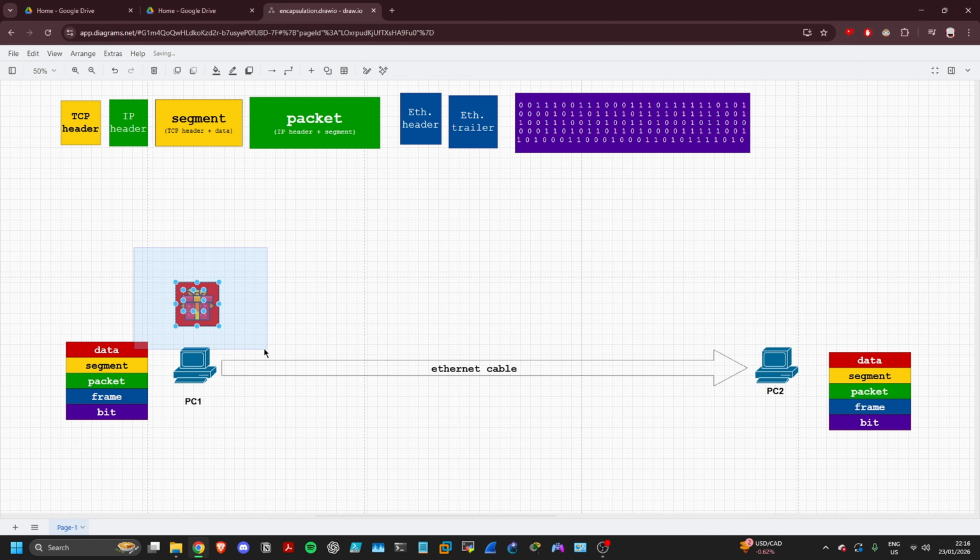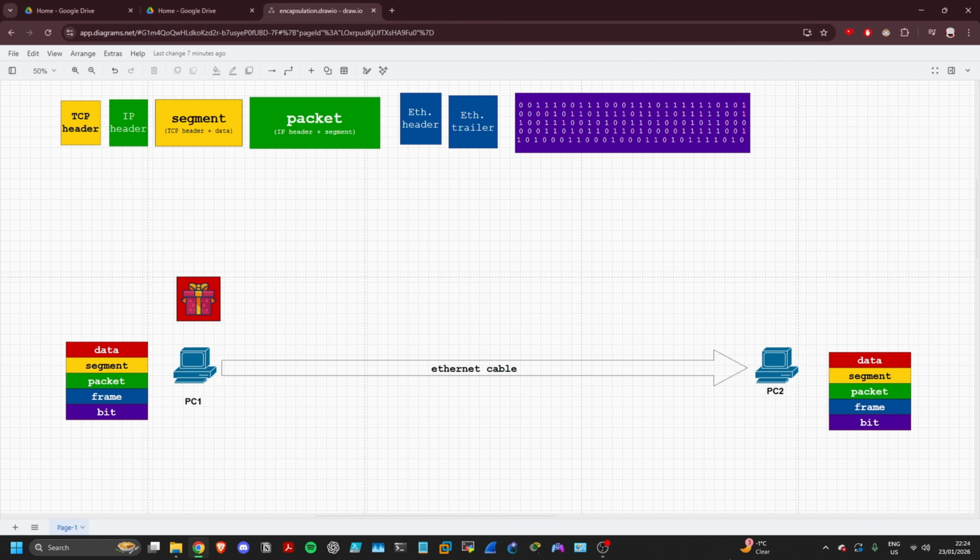So PC1 wants to send some data to PC2, but how does that work underneath the hood? Well, let me remind you first that you cannot send raw data through an Ethernet cable because the cable can only carry or transmit zeros and ones, or bits as we know it. And so this data must be wrapped repeatedly until it becomes a series of bits, which is what's being sent through the Ethernet cable.